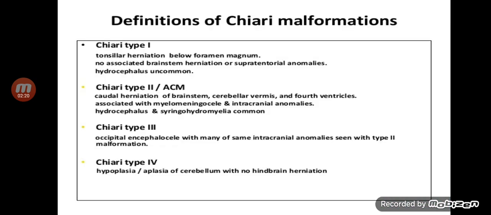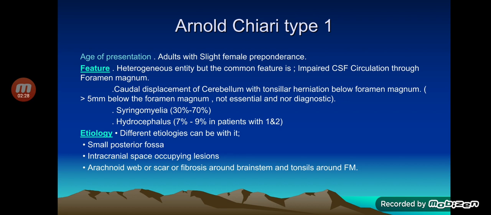Arnold-Chiari malformation. There are 4 distinct types of Arnold-Chiari malformations, and those subtypes are not correlated with each other. Arnold-Chiari type 1. Usually the age of a presentation is an adult with a slight female predominance.